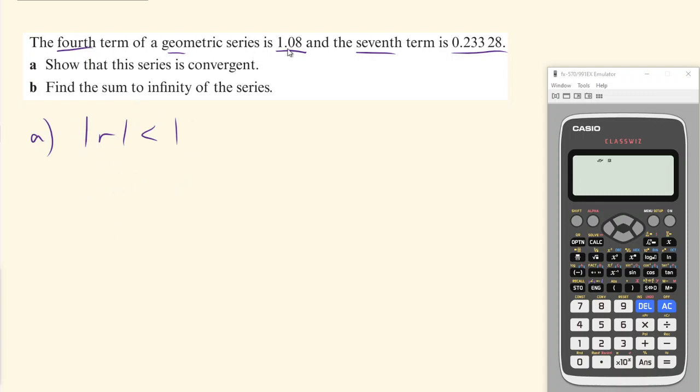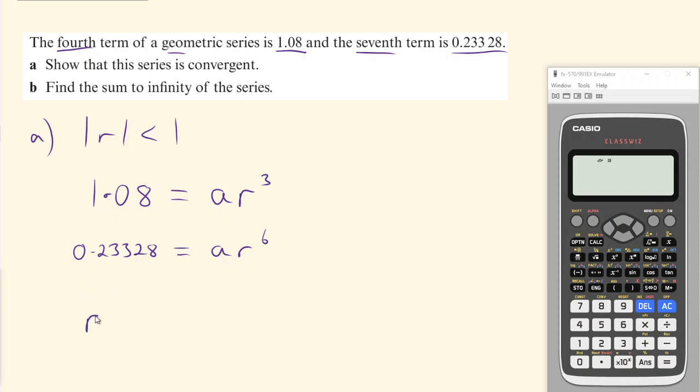So if the fourth term is 1.08, then that means that 1.08 is equal to A multiplied by R cubed, because remember this power is 1 lower than the term because the first one in the sequence has a power of 0. And then we also have that 0.23328 is equal to A R to the power of 6 because it's the seventh term. And the simplest thing to do now is to divide the two to eliminate the A from both terms.